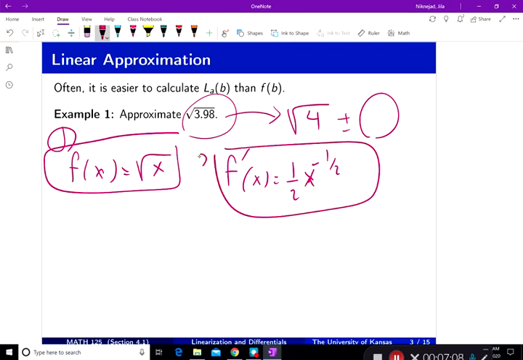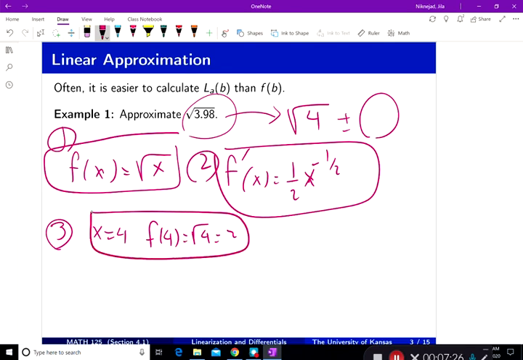This is step 2. Then step 3 is to decide where this function is easy to compute. And I know at x equal to 4, f of 4 is going to be square root of 4 equal to 2. Okay. So you write the tangent line at x equal to 4. What's the tangent line at x equal to 4? Let's first find the m. I have to plug it into f prime, which is 1/2 of 4 to the power negative 1/2. That gives me 1/4.